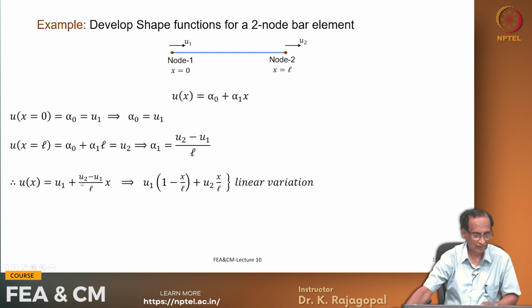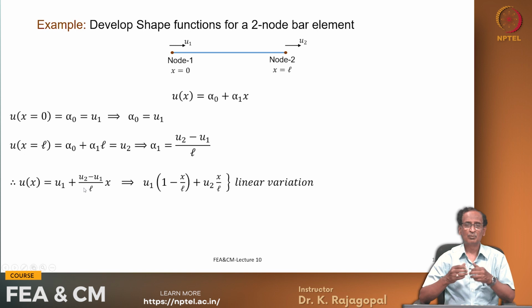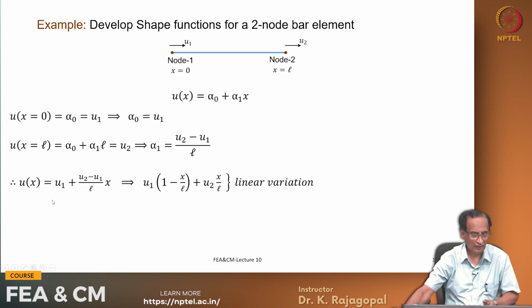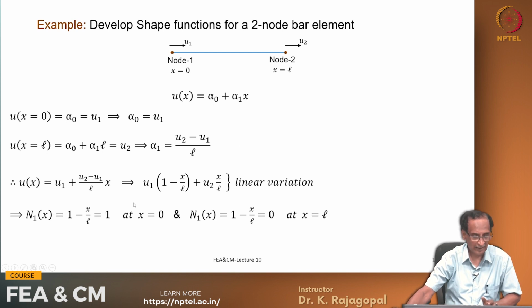U of x is u1 plus (u2 minus u1) by L times x, and by grouping all the terms under the different displacements, we can write u of x is u1 times (1 minus x by L) plus u2 times x by L, and we see that we have a linear variation that corresponds to the linear polynomial that we had assumed. Okay. So, our N1 is 1 minus x by L, and our N2 is x by L.